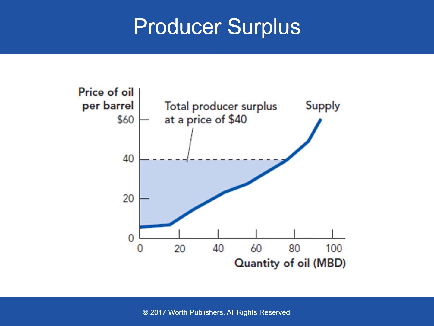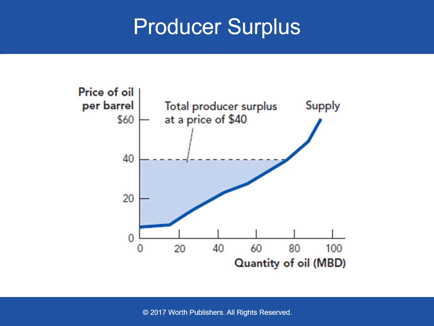So if you add up the profit of all the producers who are able to make some profit at $40 a barrel, it comes to that blue area. That area represents total producer surplus.